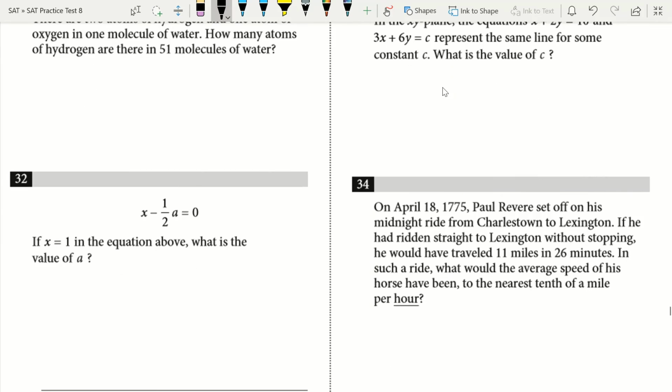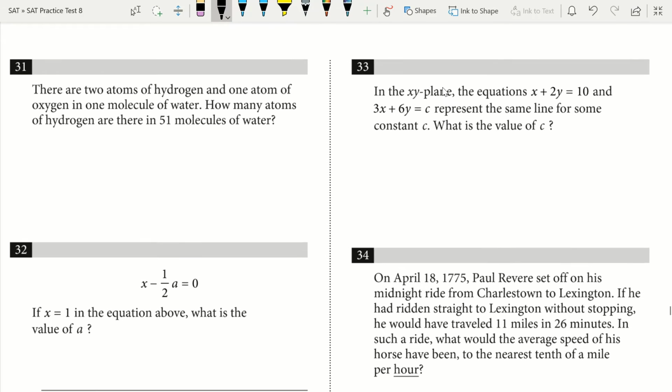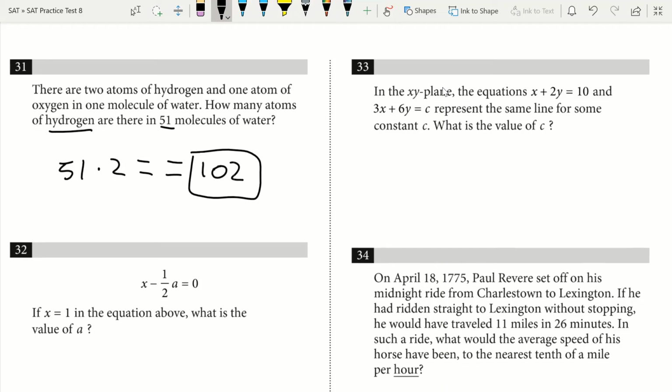We're on the free response now, if you want to call it that. There are 2 atoms of hydrogen and 1 atom of oxygen in 1 molecule of water. How many atoms of hydrogen are there in 51 molecules of water? Well, we know each molecule of water has 2 atoms of hydrogen. If we have 51 molecules, we multiply that by the 2 atoms of hydrogen in each one, and we get 102 for our answer.